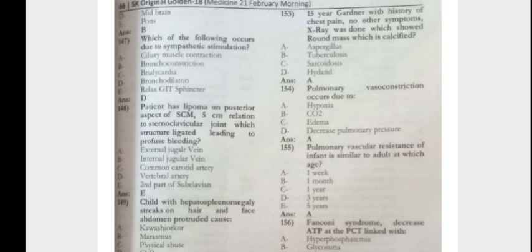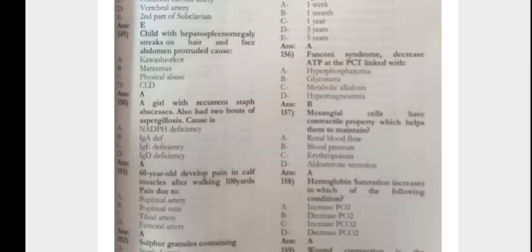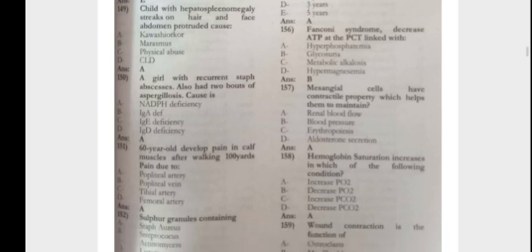The patient has a lipoma on the posterior aspect of the SCM, 5 cm in relation to the sternoclavicular joint. Which structure is ligated leading to profuse bleeding? That is the second part of the subclavian. A child with hepatosplenomegaly, streaks in the hair, and a protruded abdomen has kwashiorkor. The girl with recurrent staph abscesses also had 2 bouts of aspergillus. The cause is NADPH oxidase deficiency.